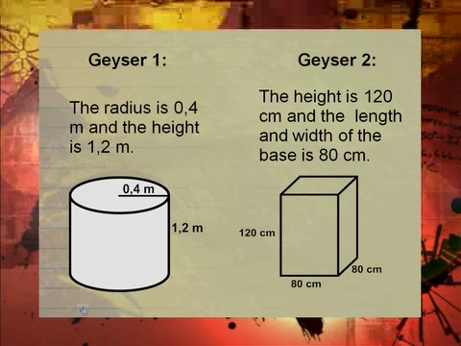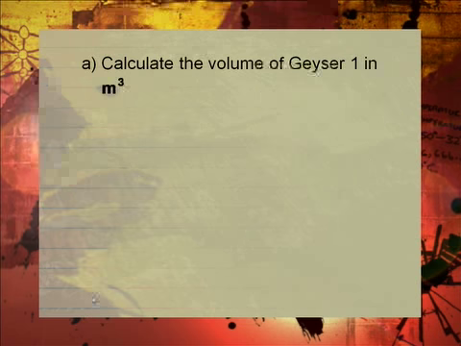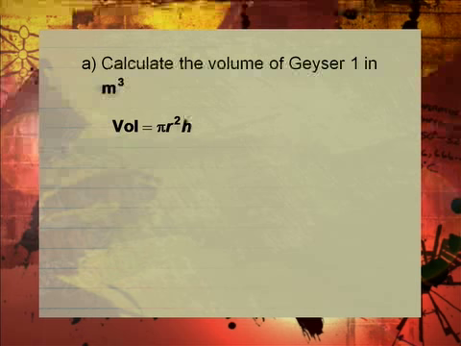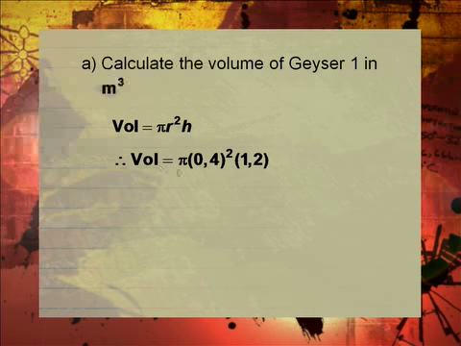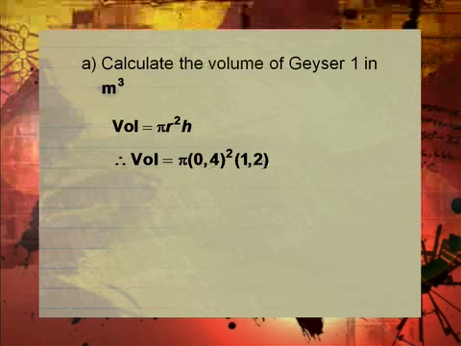The formula for this, guys, we should give you. This is complicated. The formula is pi r squared h. That is the formula. Then what do we do? Volume equals pi times 0.4 squared times 1.2. These are the dimensions. The radius, if you go back, is 0.4. The height of that cylinder is 1.2.